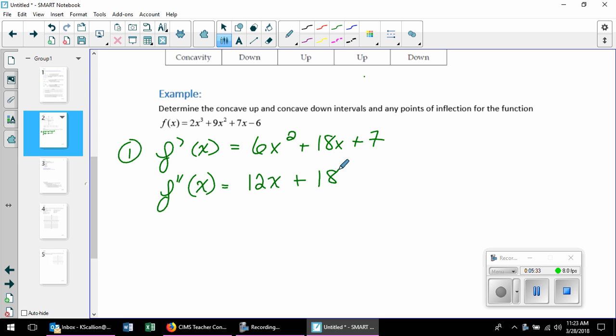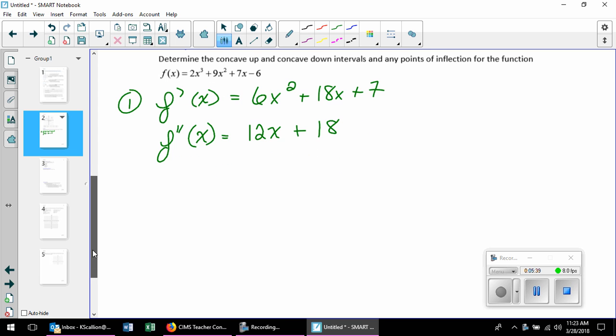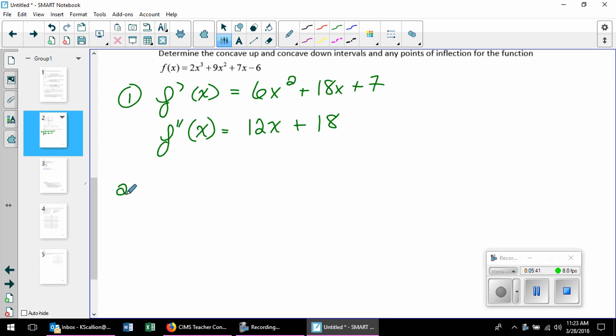So I'm using the second derivative to find where my concavity changes. So we have to find our inflection point. And how do I find my inflection point? What do I do with the second derivative? Set it equal to 0. So I'm going to take my second derivative, set it equal to 0, and I'm going to solve.